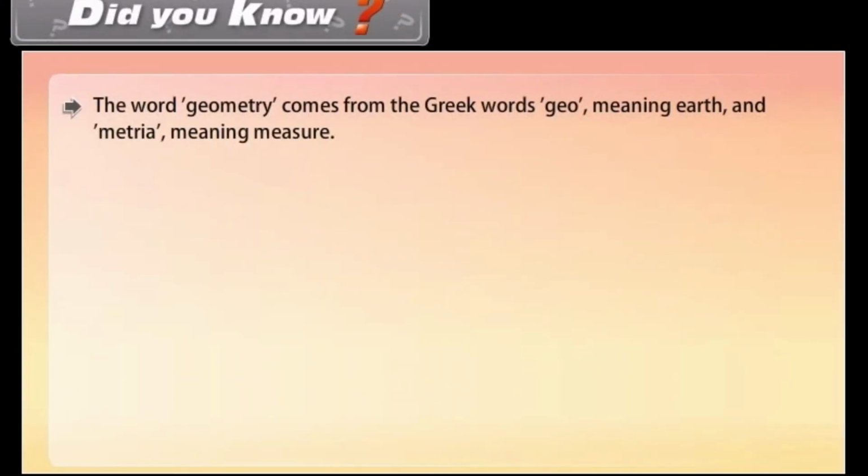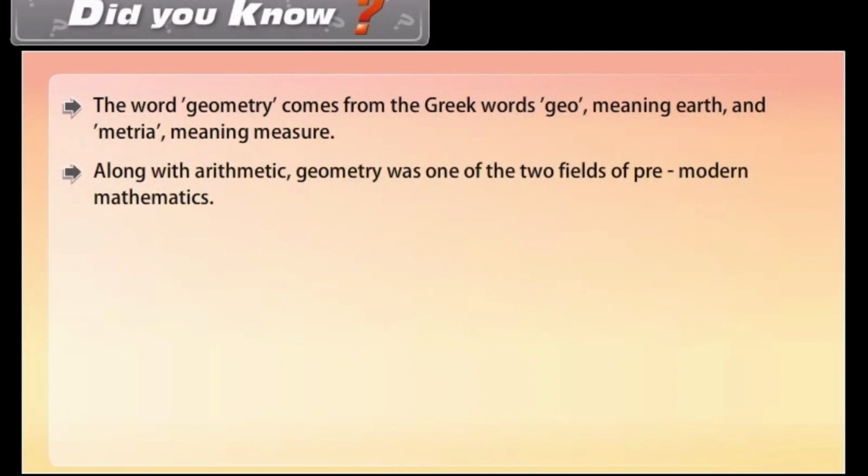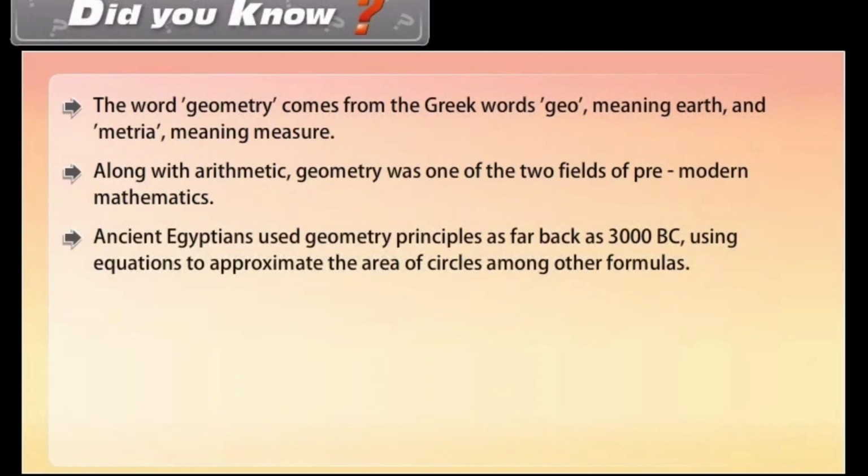Did you know? The word geometry comes from the Greek words geo, meaning earth, and metria, meaning measure. Along with arithmetic, geometry was one of the two fields of pre-modern mathematics. Ancient Egyptians used geometry principles as far back as 3000 BC, using equations to approximate the area of circles among other formulas.